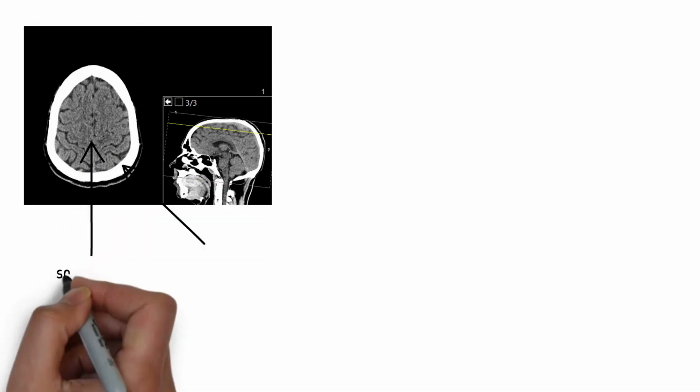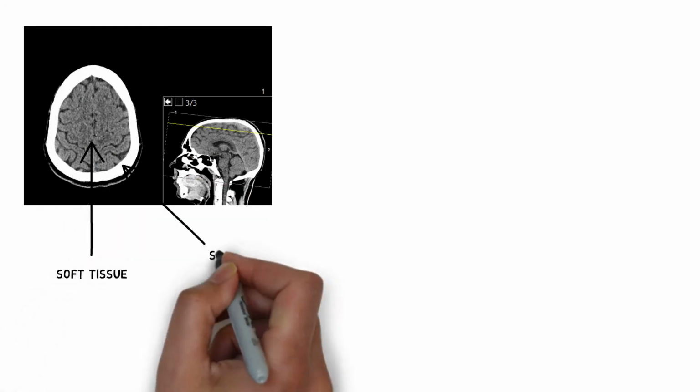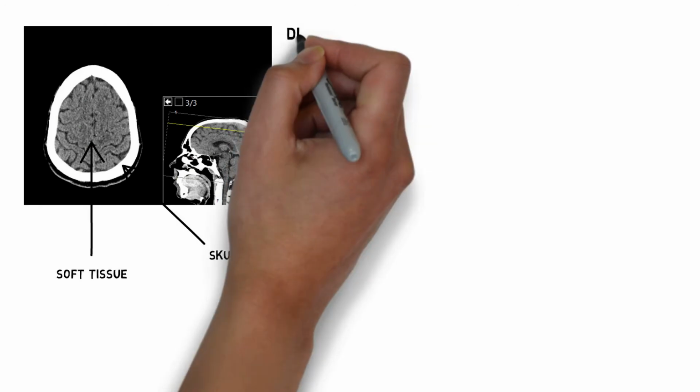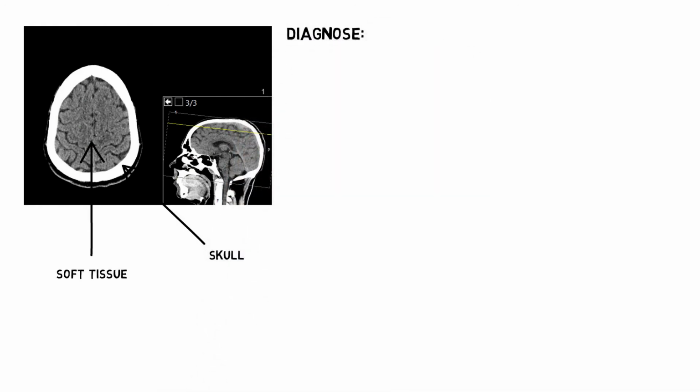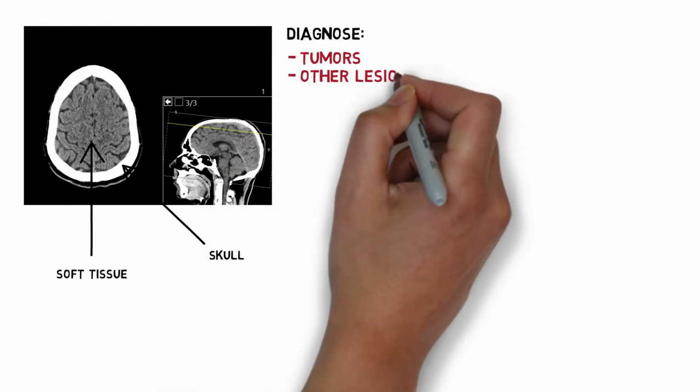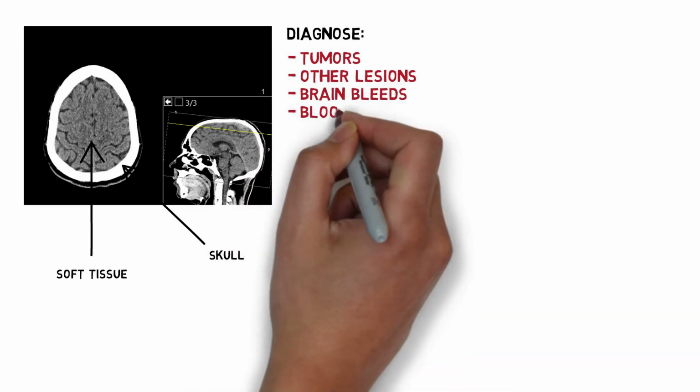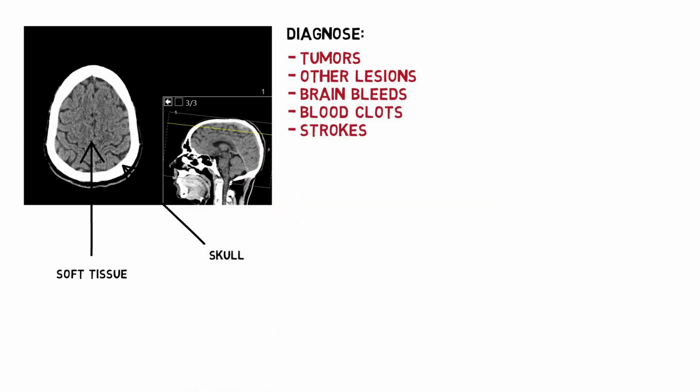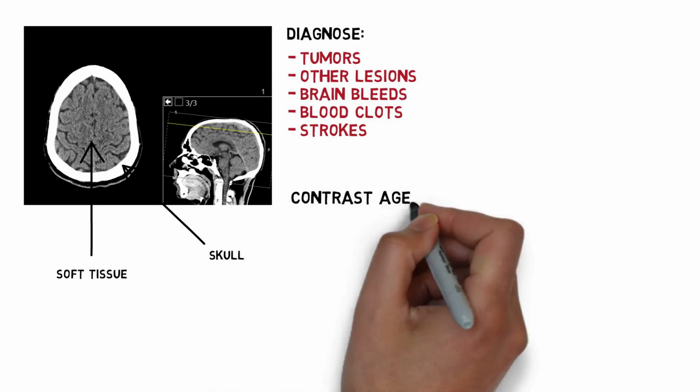CT scans revolutionized the bioimaging game because they were the first scans to differentiate the soft tissue inside the skull. These brain CTs now diagnose everything from tumors and other lesions to brain bleeds, blood clots, and strokes. Soft tissue identification was further idealized when contrast agents were introduced.